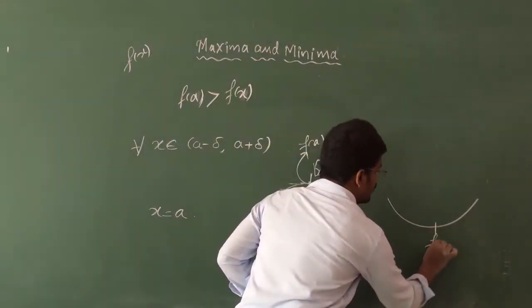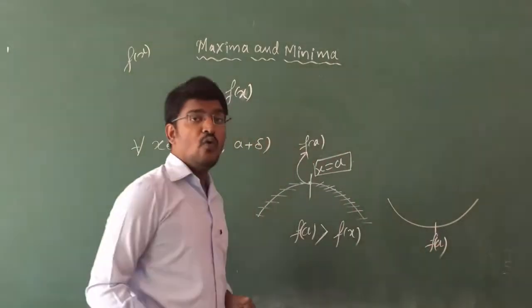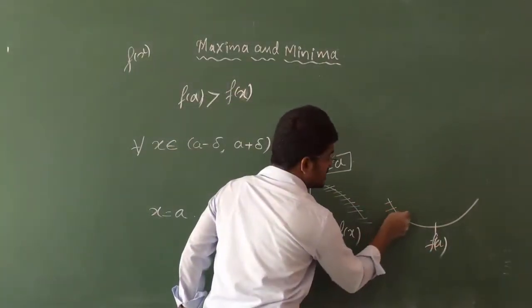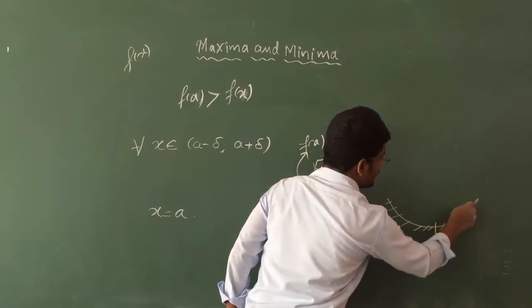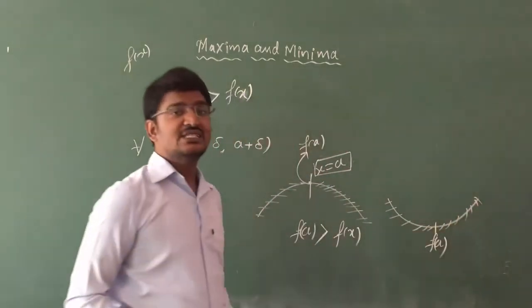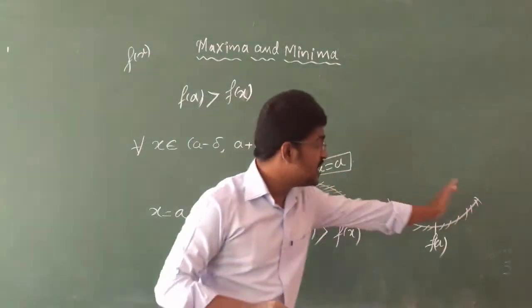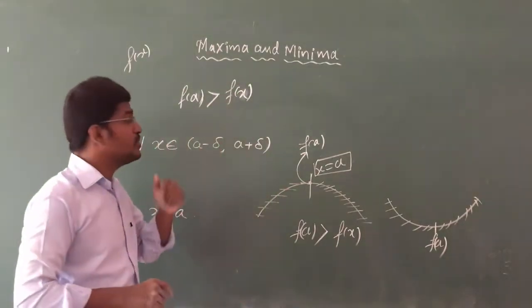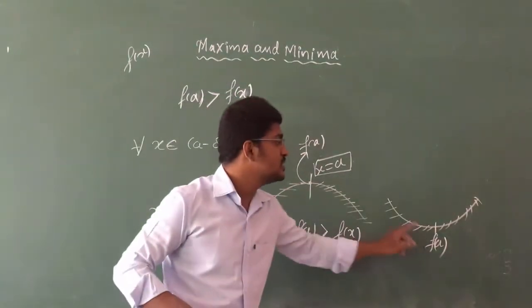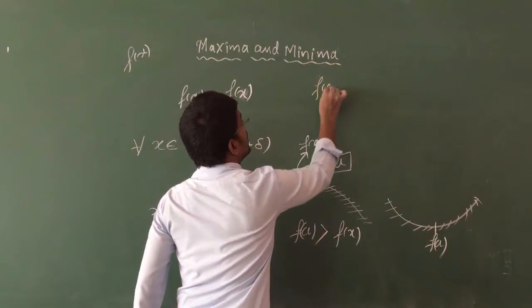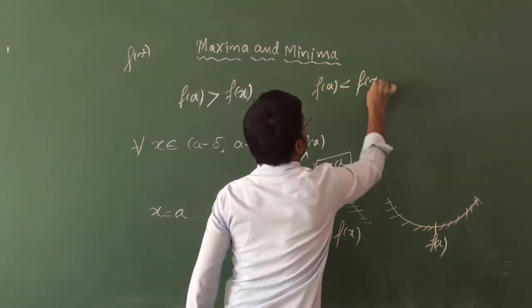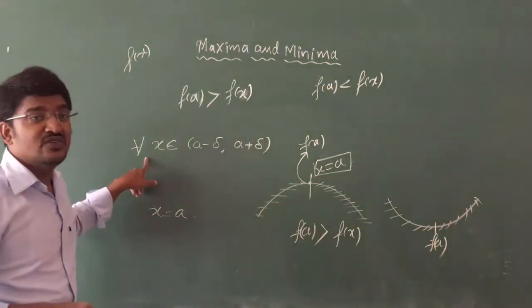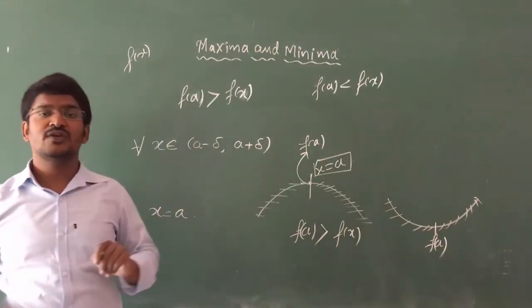This is f of a. So now f of a is lesser than all the f of x terms in the delta neighborhood of a. Here what happens? f of a will be lesser than f of x for all the values of x in the delta neighborhood of a.